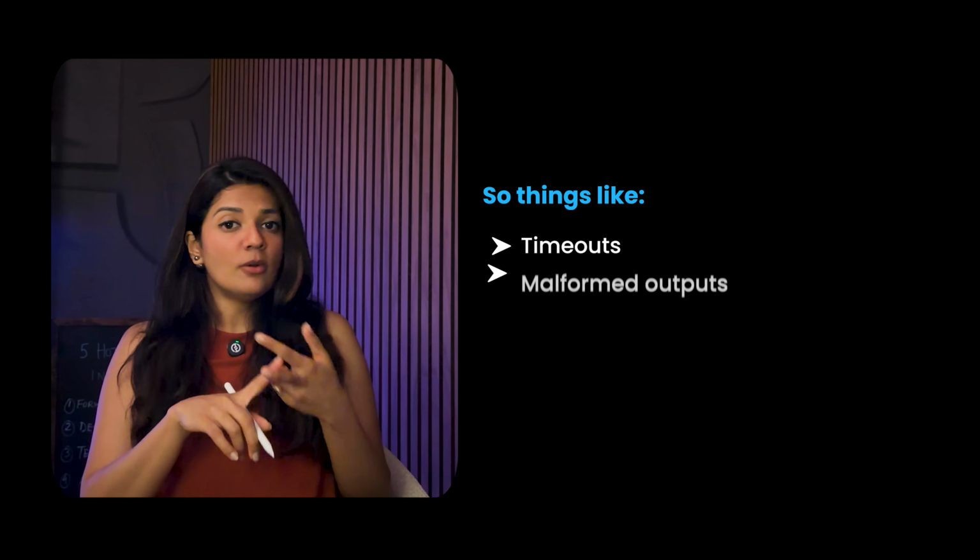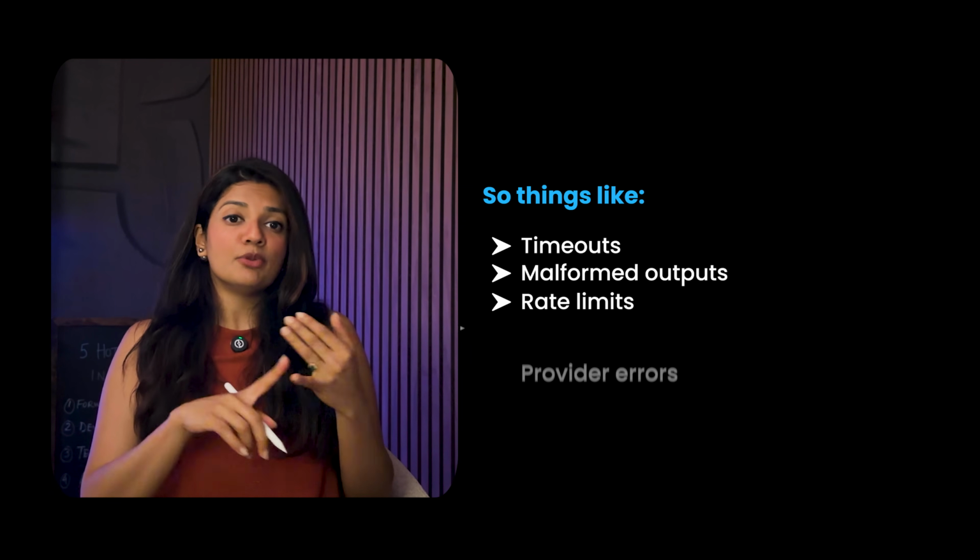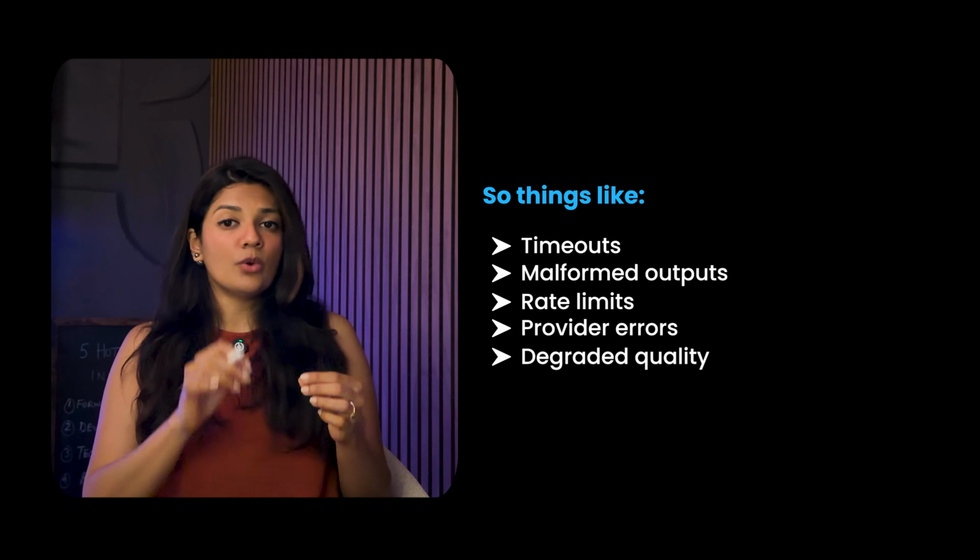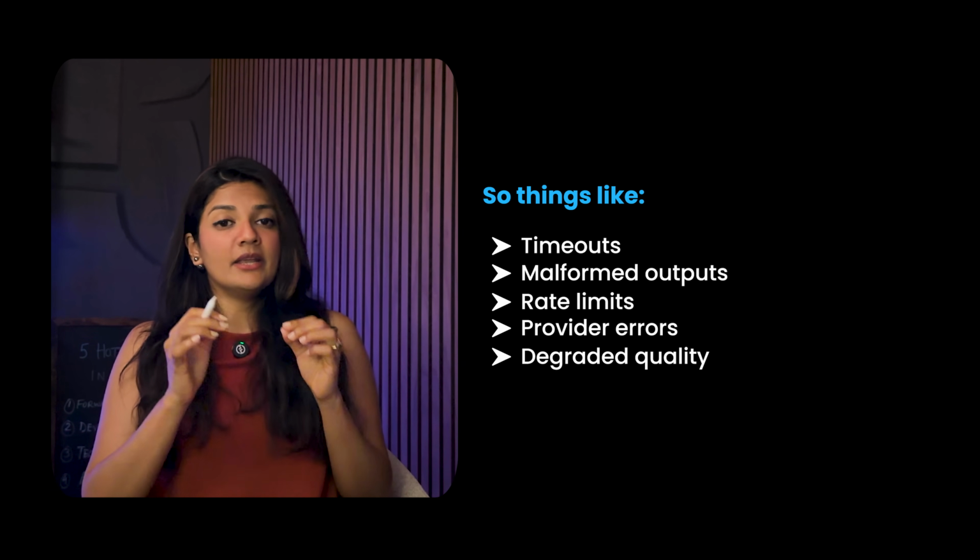Then you need to make sure that you're using structured outputs. If the next step depends on the model's output, do not rely on free-form text. You need to validate the schema. If the output is invalid, you just retry. If it still fails, use a fallback path. The next thing that you need to do is wrap every model call like an unreliable upstream dependency. So things like timeouts, malformed outputs, rate limits, provider errors, and degraded quality should all have handling paths.